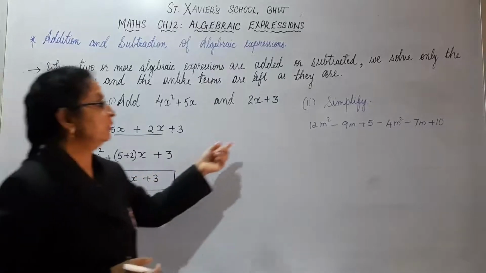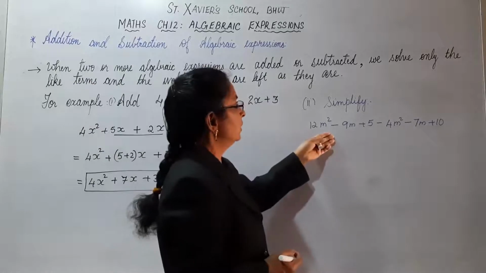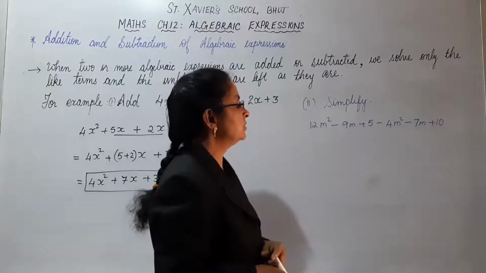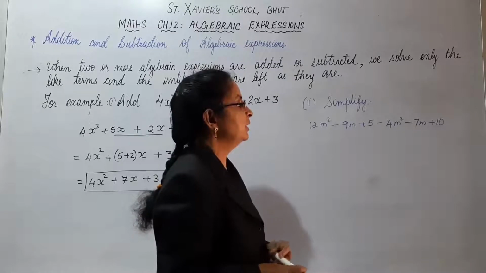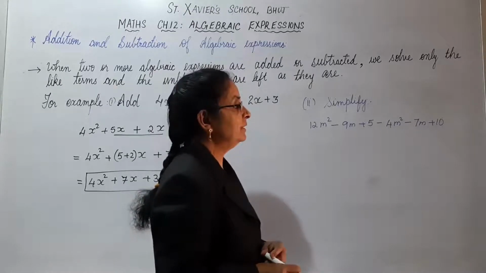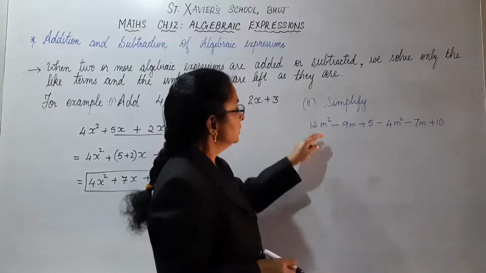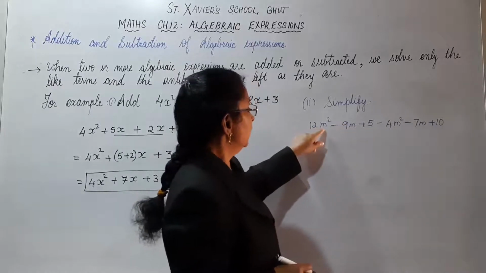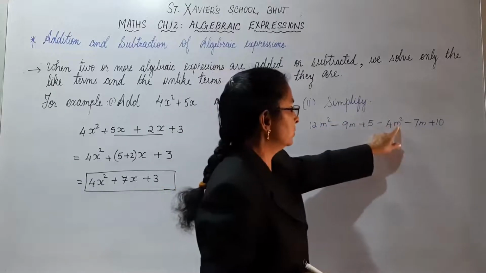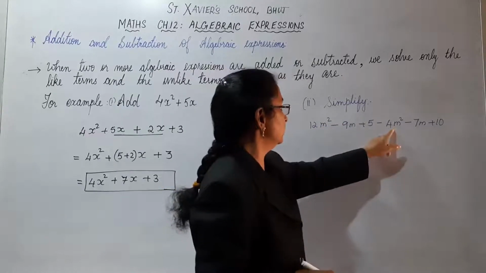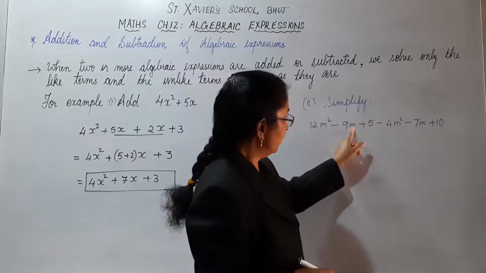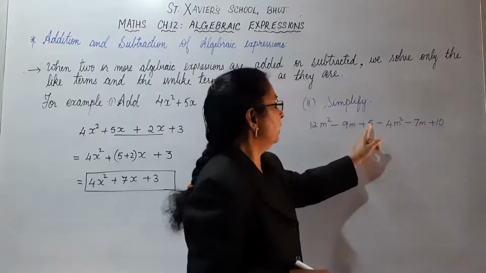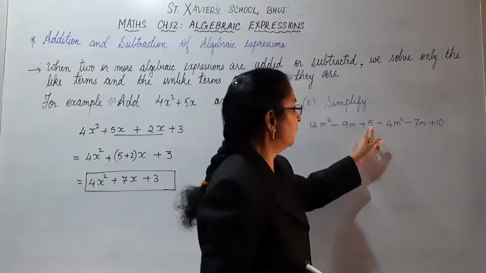Now one more example. Simplify 12m square minus 9m plus 5 minus 4m square minus 7m plus 10. Look at the terms. Here m square is there, here also m square is there, so they both are like terms. Now here it is m, here also m. These two are like terms. And the constant terms are 5 and 10.